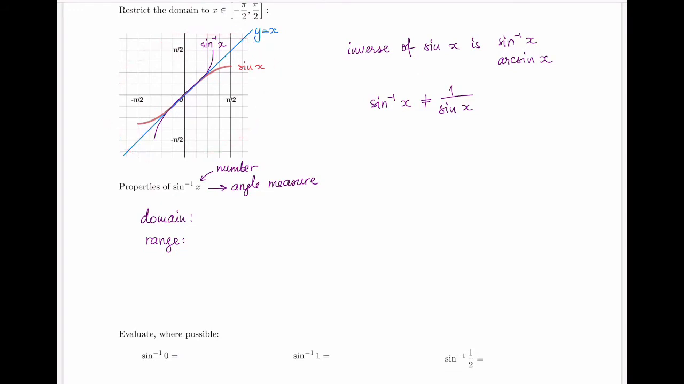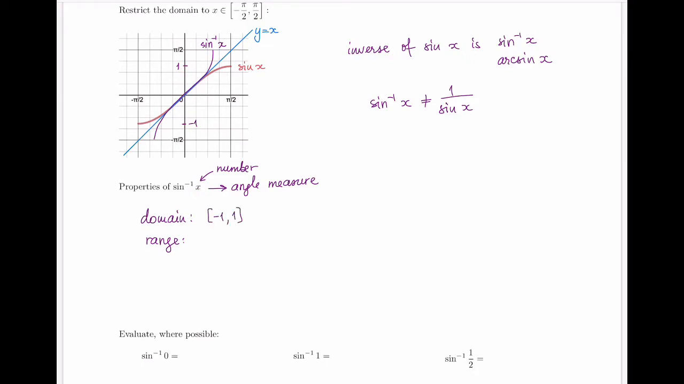We know that the sine curve goes between negative pi by 2 and pi by 2, and in terms of y values, it goes from 1 to negative 1 over here, which means that the domain for the inverse sine will be the outputs of the sine function, which will all lie in the range between negative 1 and 1. So the domain is from negative 1 to 1.